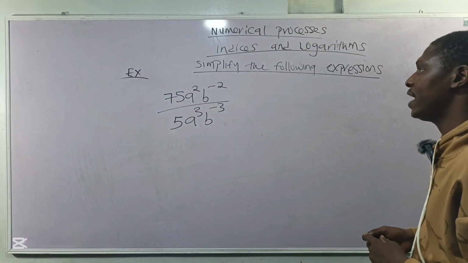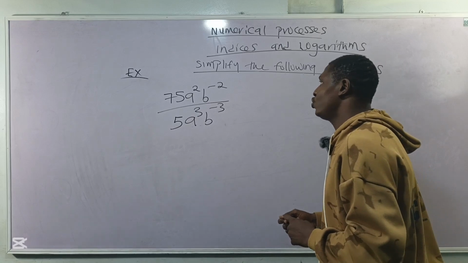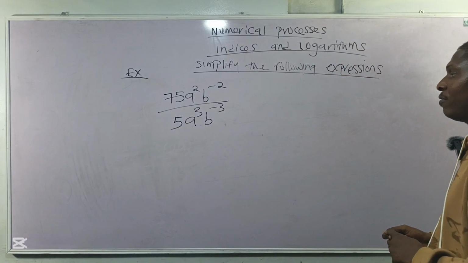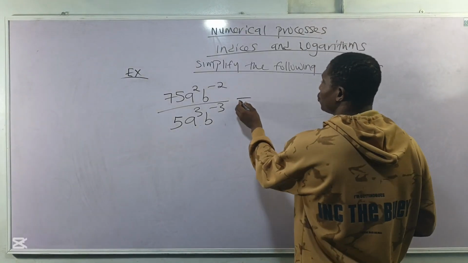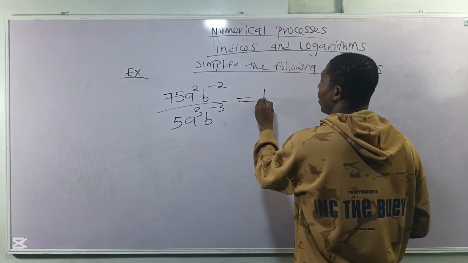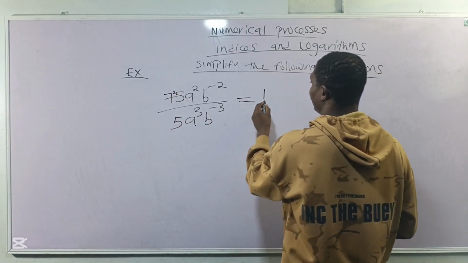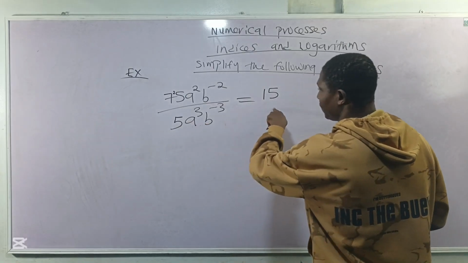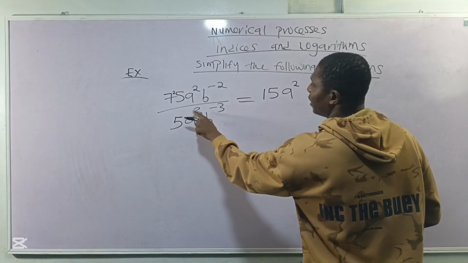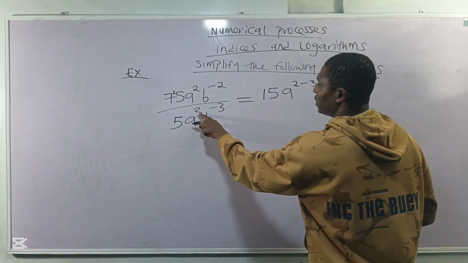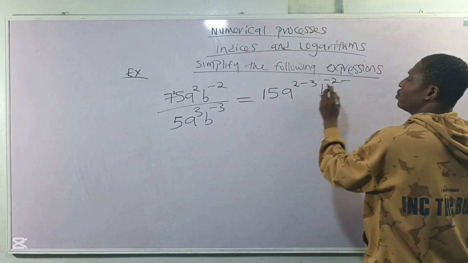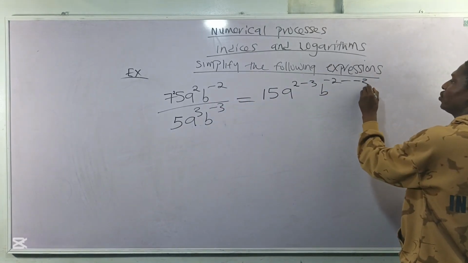We have 75a raised to power 2, b raised to power minus 2, all over 5a raised to power 3, and b raised to power minus 3. First, we can cancel out 75 divided by 5. 7 divided by 5 is 1, remainder 2, into 25, 5. So 75 divided by 5 is 15. I'll pick the a, and I'll have my 2 here. Division is minus, so I have minus 3. And I'll have b raised to power minus 2, division minus, and the value of b as power here, which is minus 3.